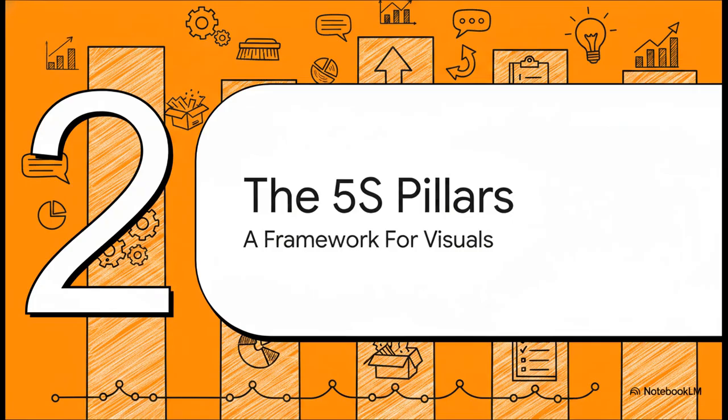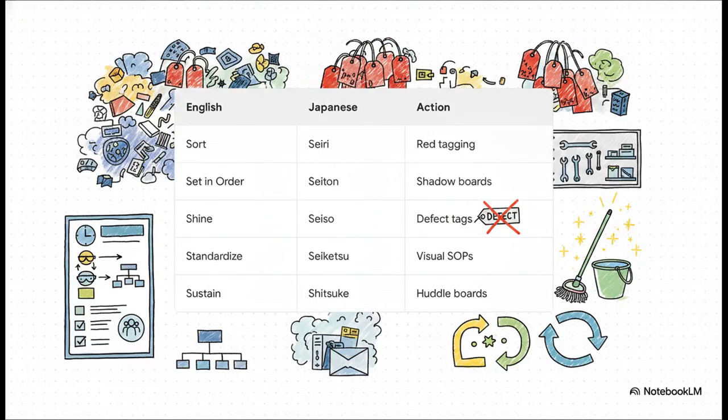Moving right along to Section 2, the 5S Pillars Explained, a framework for visual control. Now that we've nailed down the why, let's break down the how with these 5 massive pillars. This system brilliantly maps those original Japanese concepts directly to highly practical, everyday actions. So Seiri becomes sort, or red tagging and tossing out the junk. Seiton becomes set in order, creating dedicated homes for things, right?